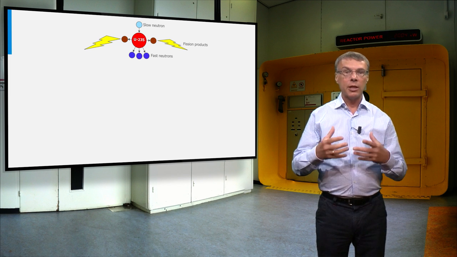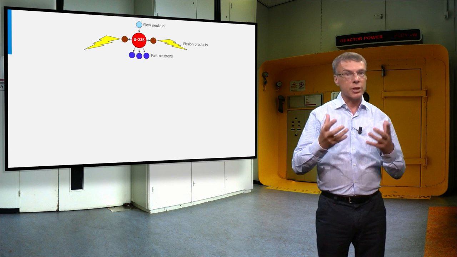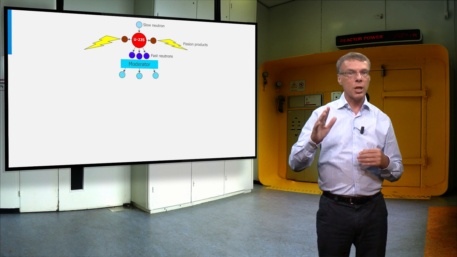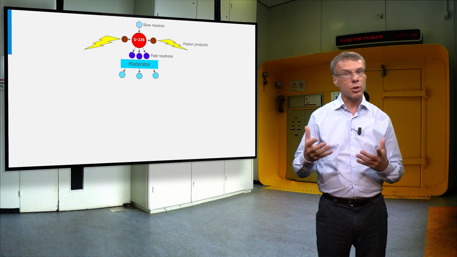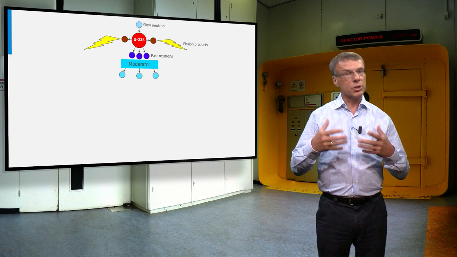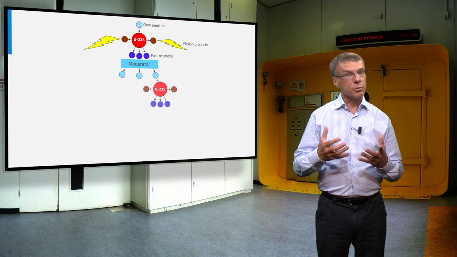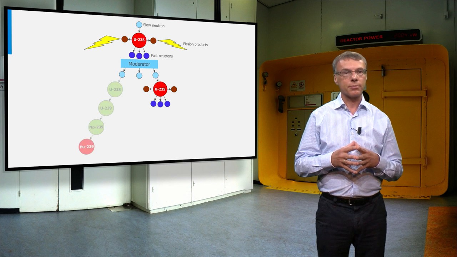The probability for a fast neutron to be absorbed by another uranium atom is very small, and therefore we have to try to slow down the neutrons by letting them collide with light nuclei, like hydrogen or carbon, a process which is called moderation. The slow neutrons, after moderation, can easily be absorbed by uranium-235.